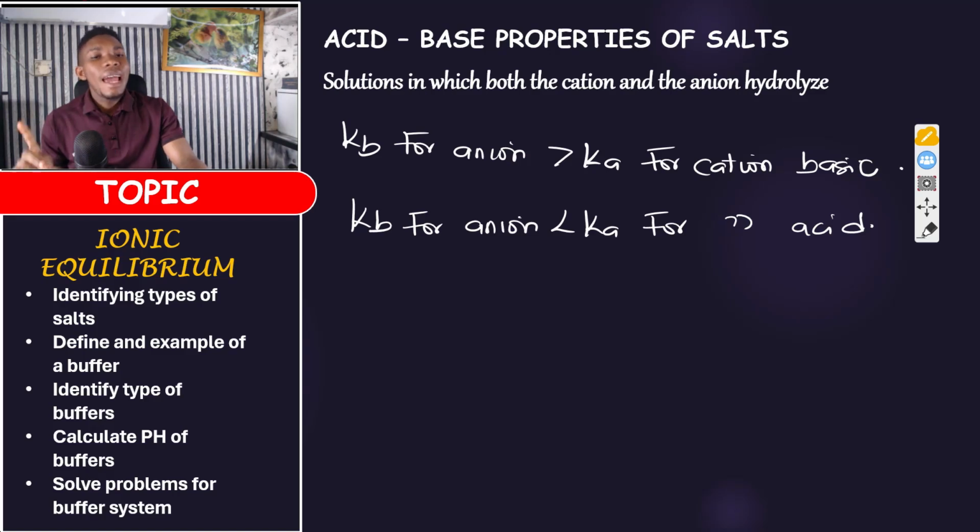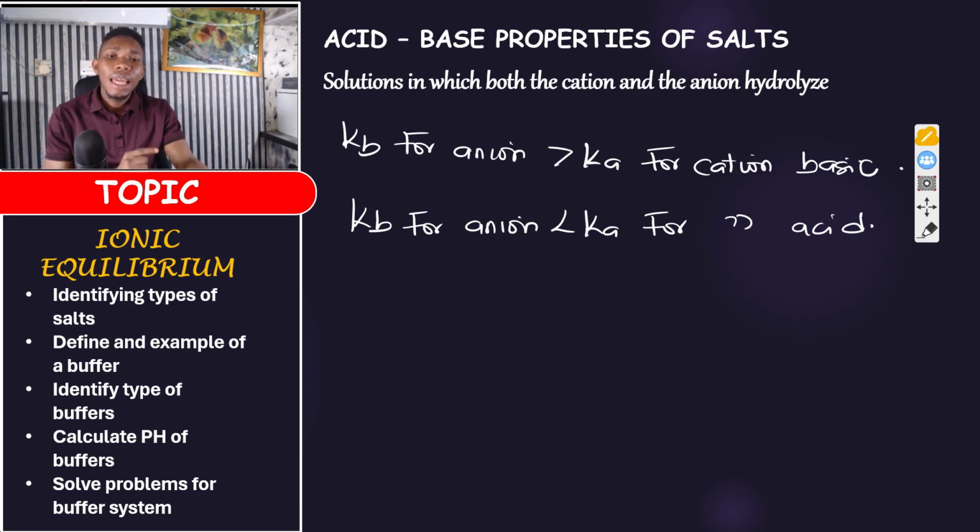base is higher than the strength of the acid. I told you that when the strength of a base is higher than the strength of the acid, what are you expecting? A basic solution. Now, how about if the strength of the base is less than the strength of the acid?